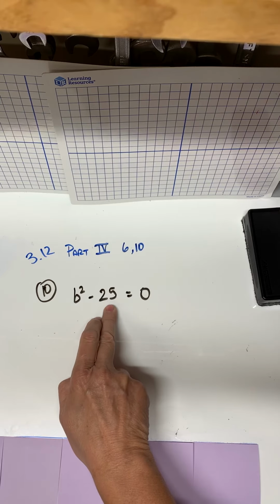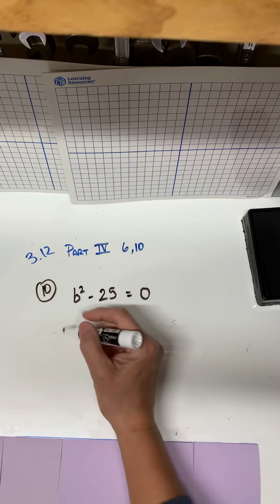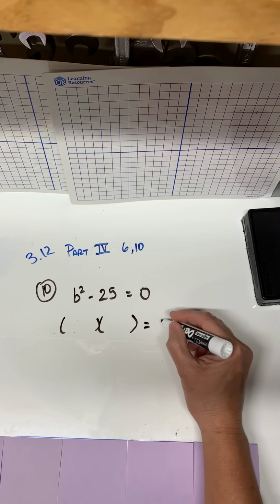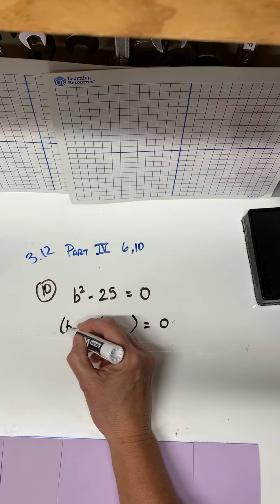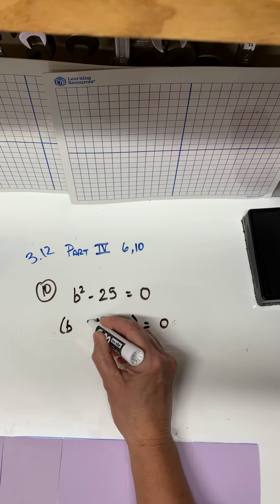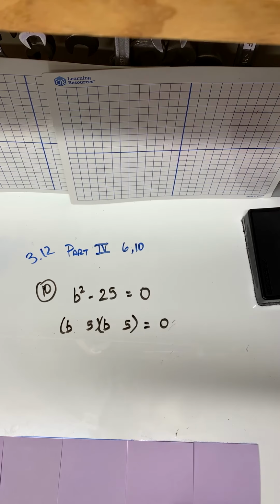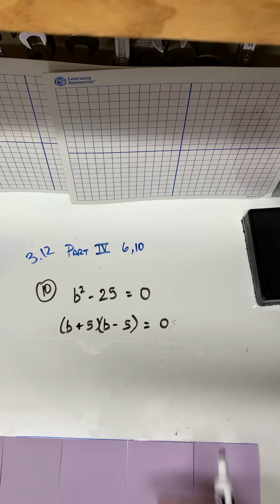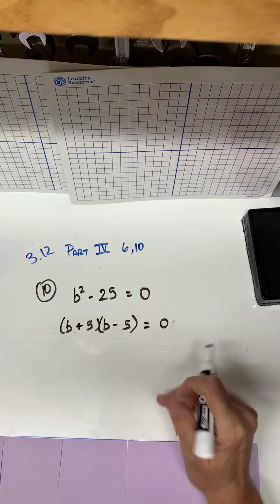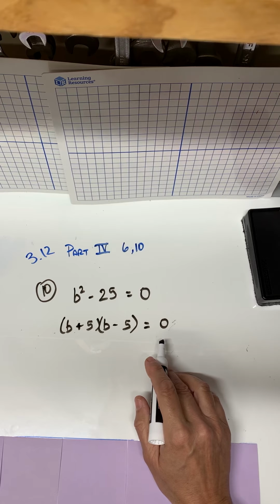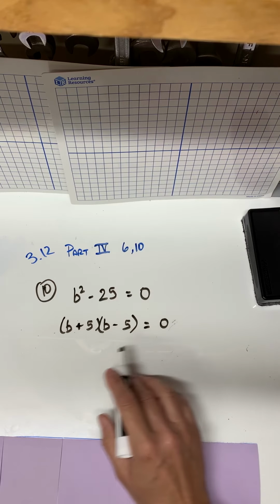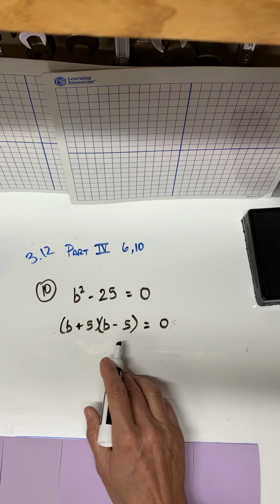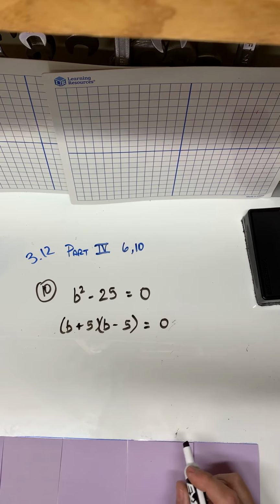The square root of 25 is 5. So I'm going to write my 2 empty parentheses equals 0. Put my b's in the front, my 5's in the rear. One's a plus, one's a minus. So I've now factored that, but I need to go one step further because it's an equation. So either this was 0 or this was 0 or both in order for their product to be 0.